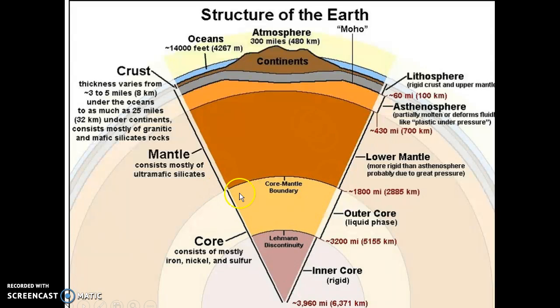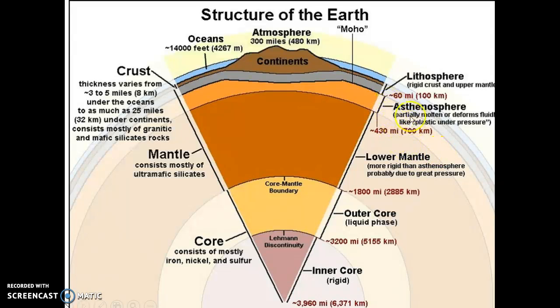So for instance, the inner core is a rigid solid of iron and nickel, whereas the outer core is liquid, a liquid iron and nickel solution. Then we move on to the lower mantle, which we call the mesosphere. The mesosphere is the biggest portion of the mantle, and it's solid, rigid mantle.